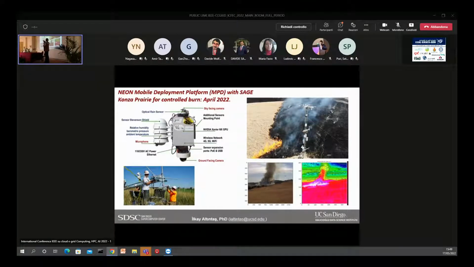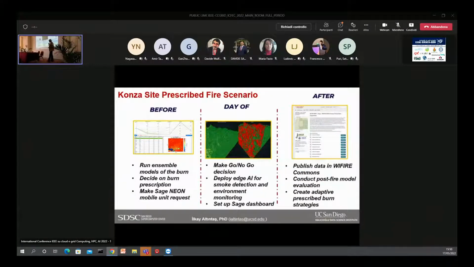So these SAGE deployments are deployed with the right type of sensors in them: cameras, smoke, weather, humidity, and many other little sensors in there. This is a mobile processing unit from NEON, and it's the Konza site, a research site in Kansas. Before running ensemble models of the environment and deciding on a burn prescription, making sure we have that mobile unit, the edge unit that senses, can be brought there is important.